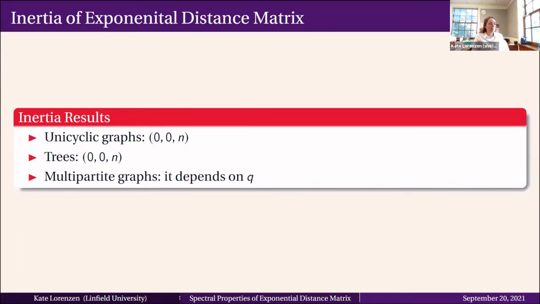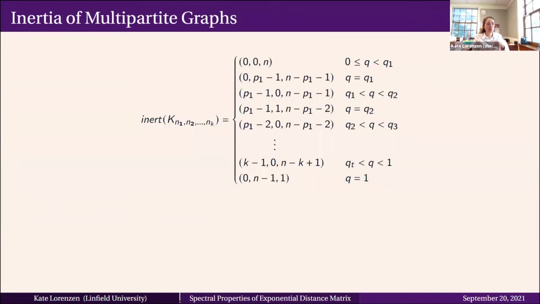And then the other result was multipartite graphs. And it turns out the inertia depends on what q is. It's not as set in stone as our unicyclic graphs or our trees. So this is the full statement. There's a lot going on here.